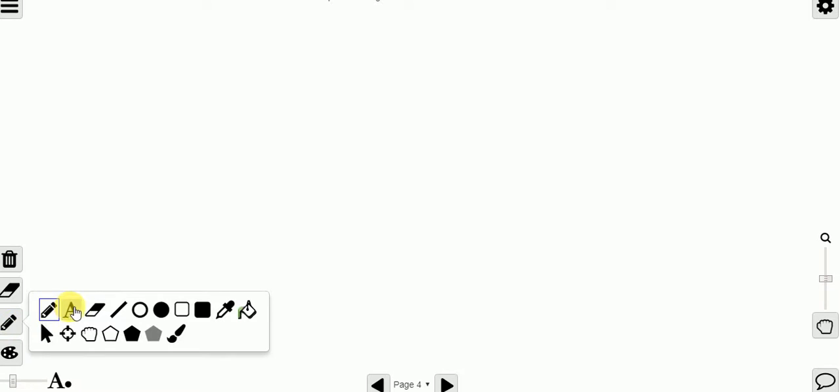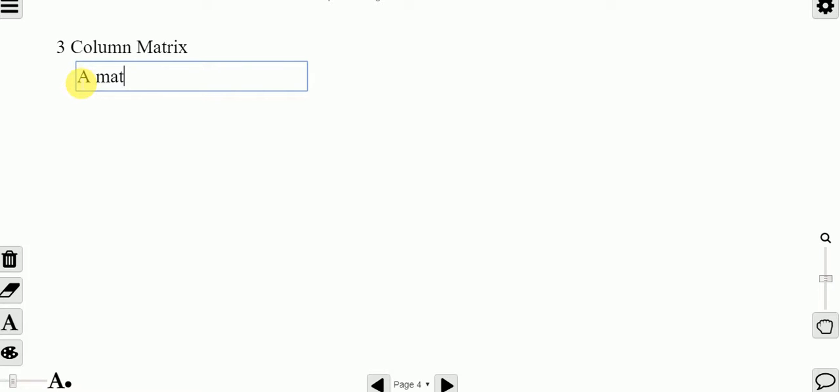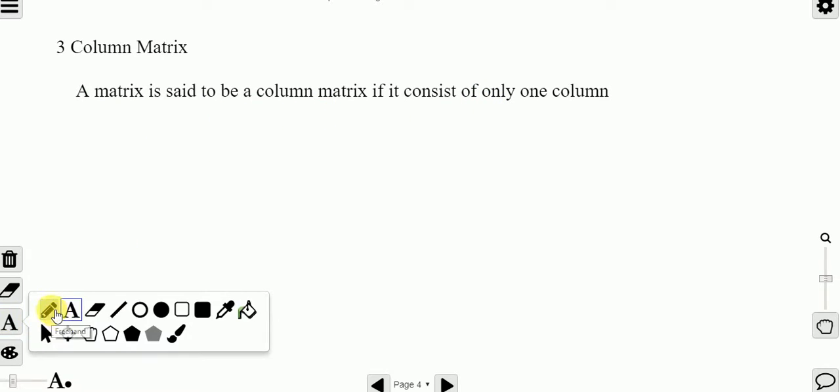Let us now read the third type of matrix, which is the column matrix. What is a column matrix? A matrix is said to be a column matrix if it consists of only one column. Let us look at one example for this also.